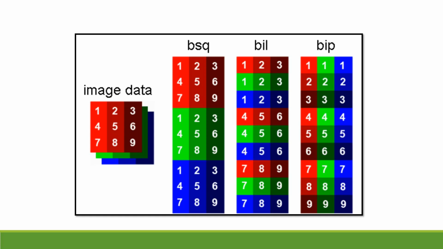In BIP or band interleaved by pixel format, as I have discussed earlier, we save the information pixel by pixel. In the image data, as you can see, the first pixel of the first band, red, is number 1. So in BIP format, we have saved the number 1 pixel of the red band, then the number 1 pixel of the green band, which is the second layer, and then number 1 of the blue band, which is the third layer, and similarly for all the other pixels.